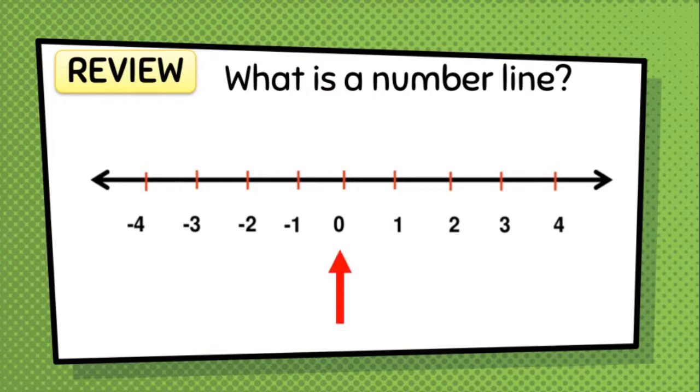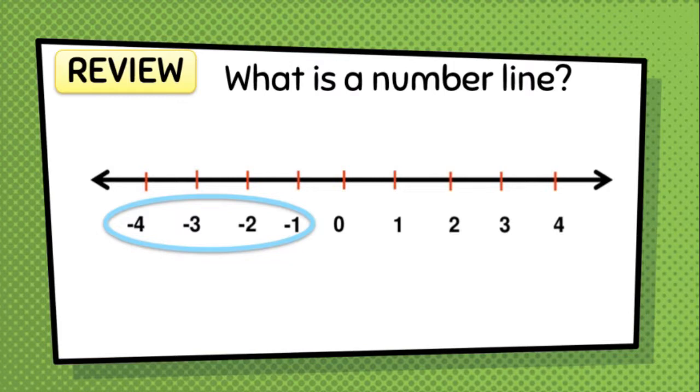Can you tell me the integers that can be seen on the left side of 0? The integers on the left side of 0 are negative integers. What about on the right side of 0? The integers on the right side of 0 are positive integers.